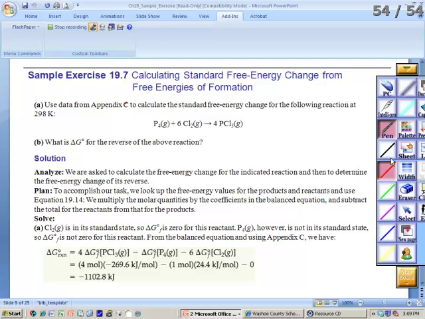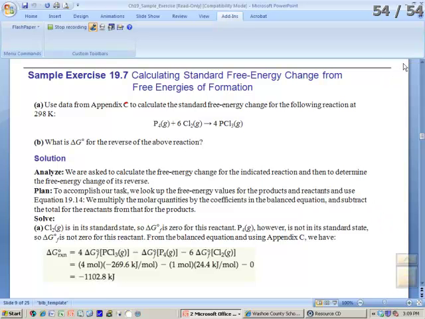The question says, use data from Appendix C to calculate the standard free energy for the following reaction at 298 K. We're going to tackle it the same way that you tackle delta H and delta S. So it's the same formula, you just have to look up all of the stuff. The first one I'm going to look up is P4, and you'll find it on the top of 1114. Make sure you're looking up the correct one. This is P4 in the gas form, and delta G looks like it's 24.4. So this guy is 24.4 kilojoules per mole.